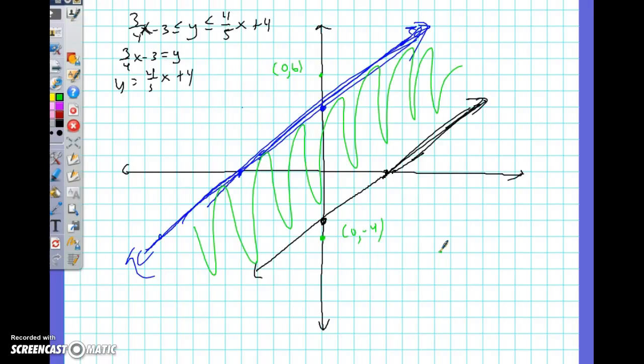Wait, so when do you do the dash line? When it's not equal to, then it's a boundary that's not a true statement. So use dash lines. Okay. Oh, that's easy. So I'm going to pause now.